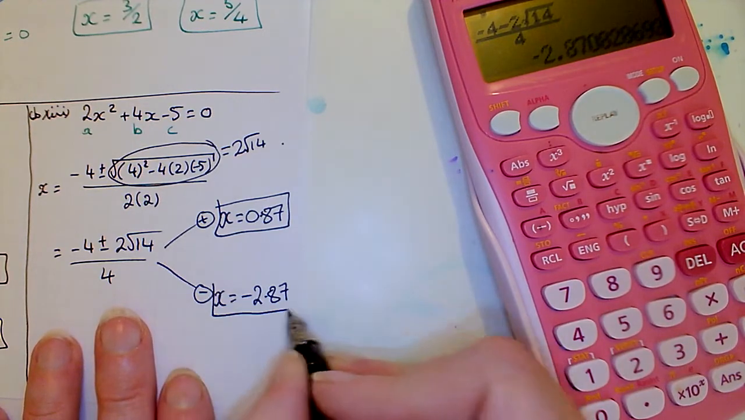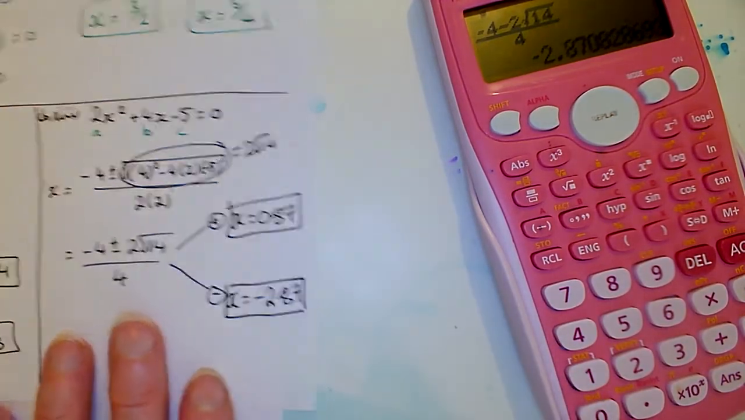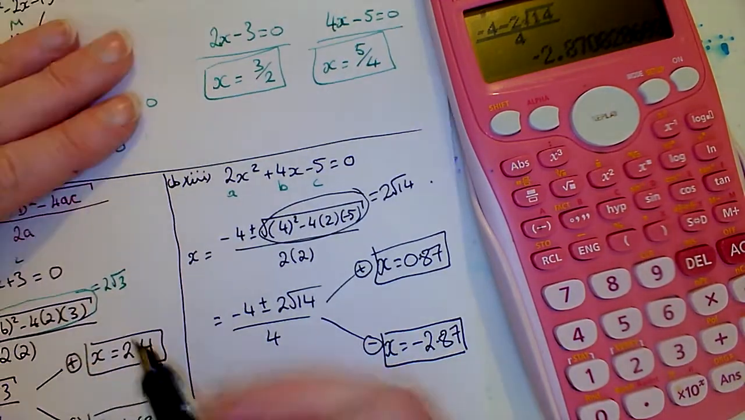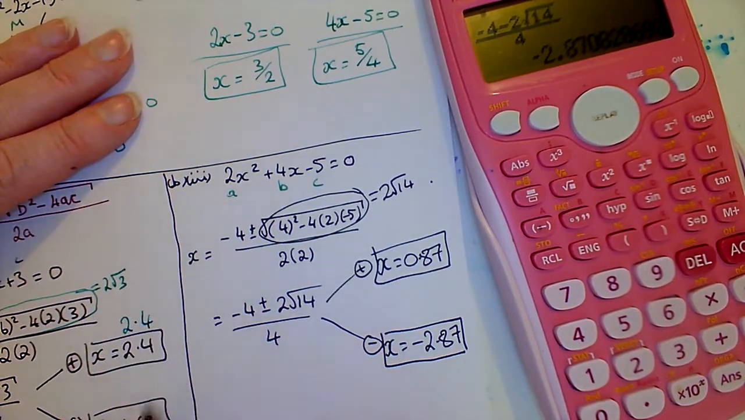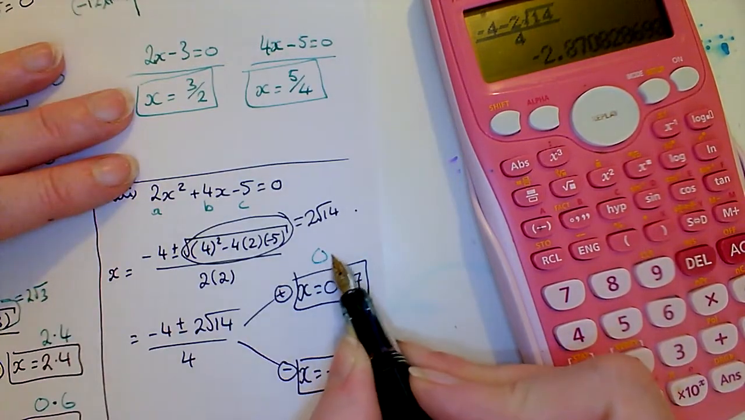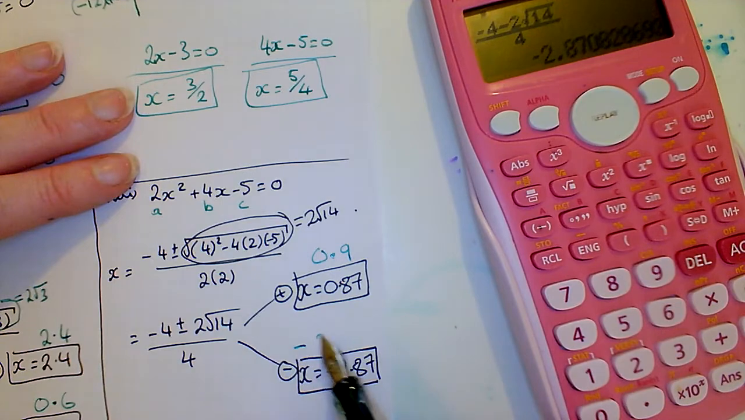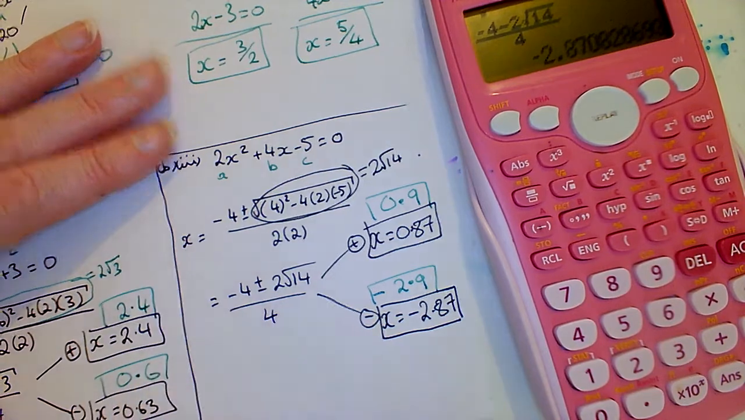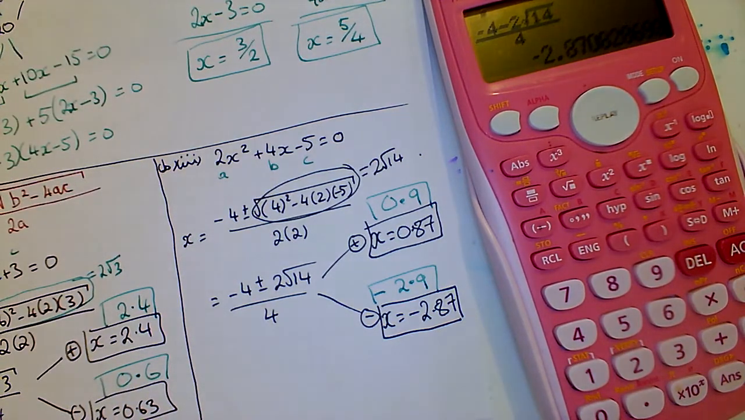Now, I didn't obey my instructions, did I? They said to 1 decimal place. So I need to go and check that I've answered the question as I was asked for. 2.4, 0.6, 0.9, and minus 2.9. I will lose a mark on each of those questions if I don't write it in the format that they asked for.